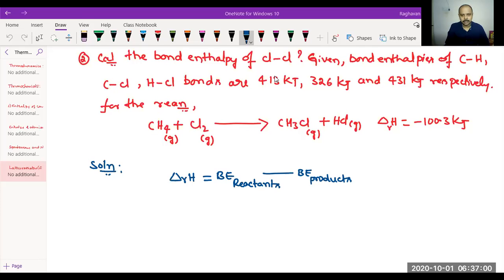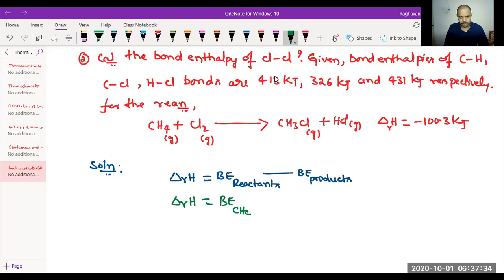See, there is some reaction here. CH4 plus Cl2 giving rise to CH3Cl plus HCl. Calculate the bond enthalpy of Cl-Cl bond. Given remaining bond enthalpies. Okay. Now, when you write the reactants and products bond enthalpies, it would always be like this. Bond enthalpy of reactants. Which are reactants here? It is bond enthalpy of CH4.